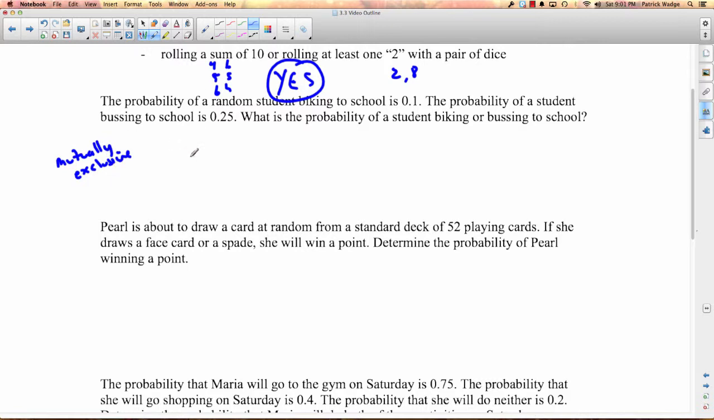If that's the case and you want to get the probability, you just take the probability of one event, 0.1, and add it to the other event, 0.25. There is no overlap, so you don't have to worry about that number being too big. This is your answer right there, 0.35.